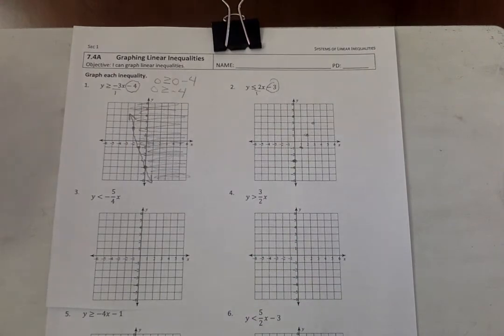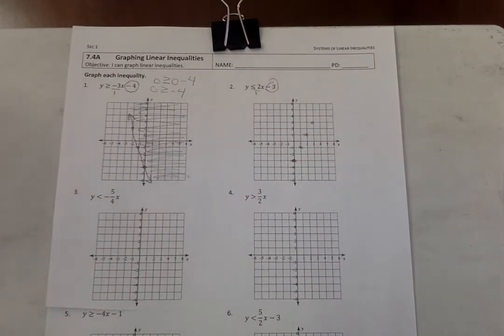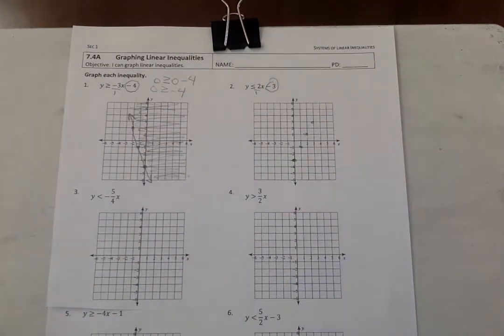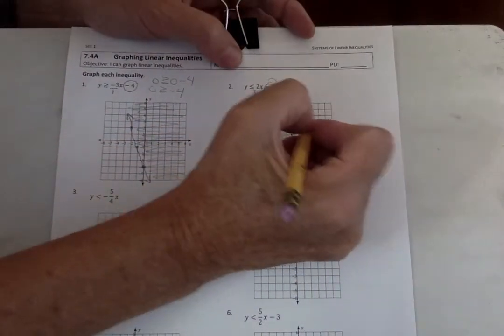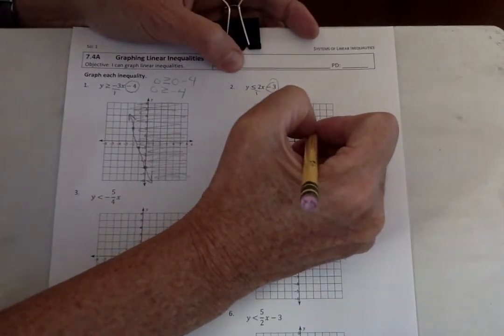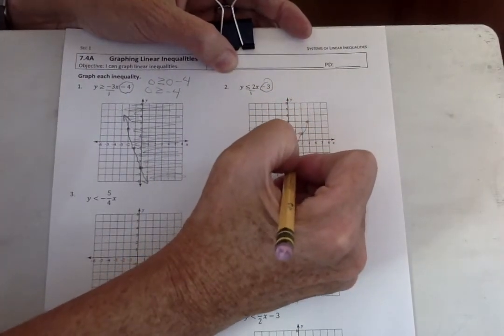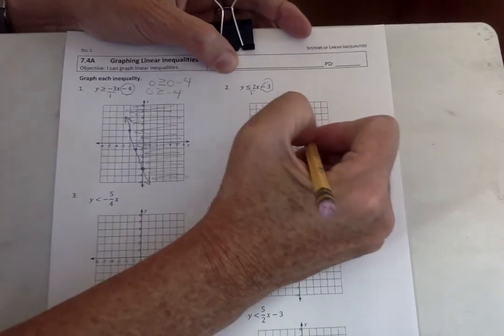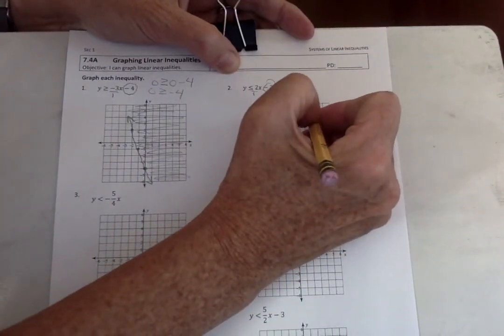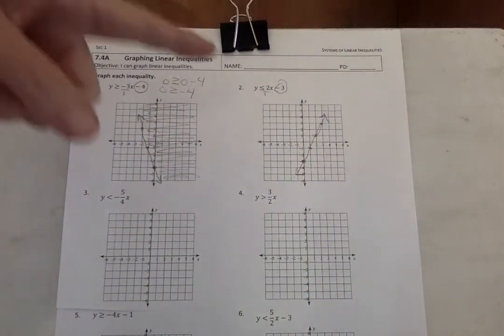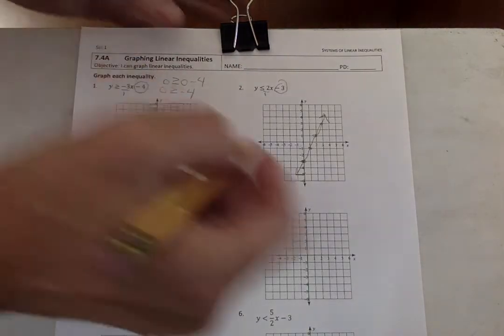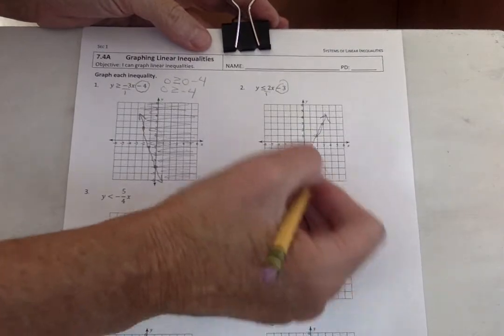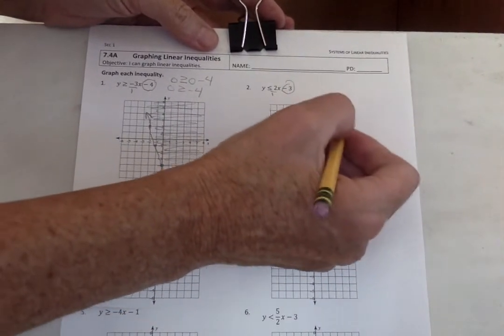Now, is it a dotted or solid line? Because it's or equal to, we're going to connect it up with a solid line. And again, this is just kind of an awkward angle, so it's not going to be the prettiest, but there you go. Now, since it's less than, it's going to be where the ladder falls. So that will be on the right side.